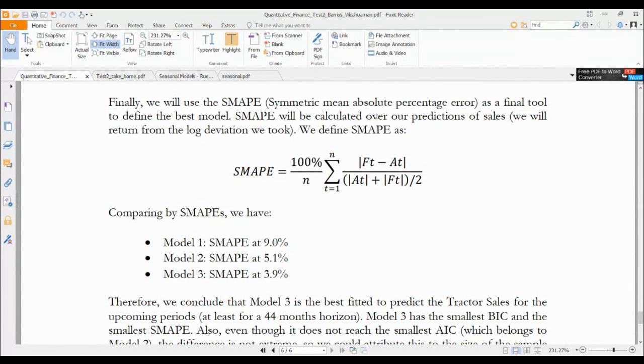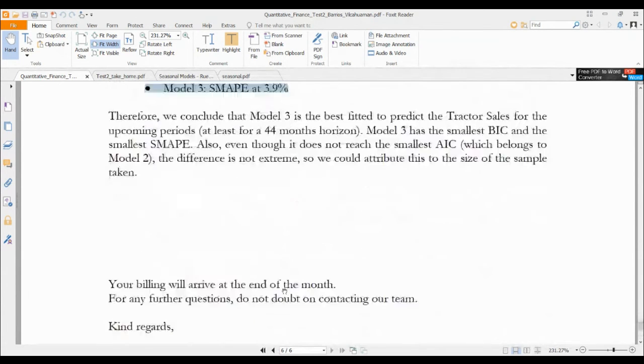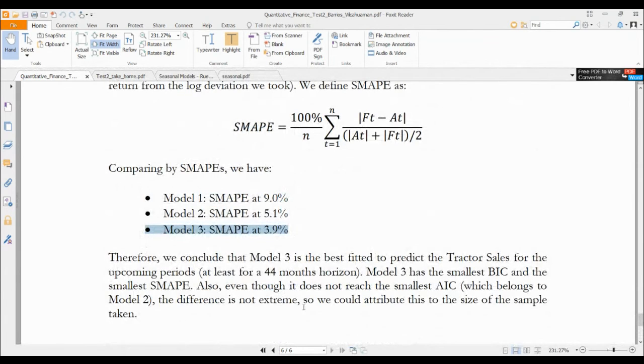Now, you want the least amount of error possible, right? So they get that model 3 does the least error. And I believe they have the graphs in the code.